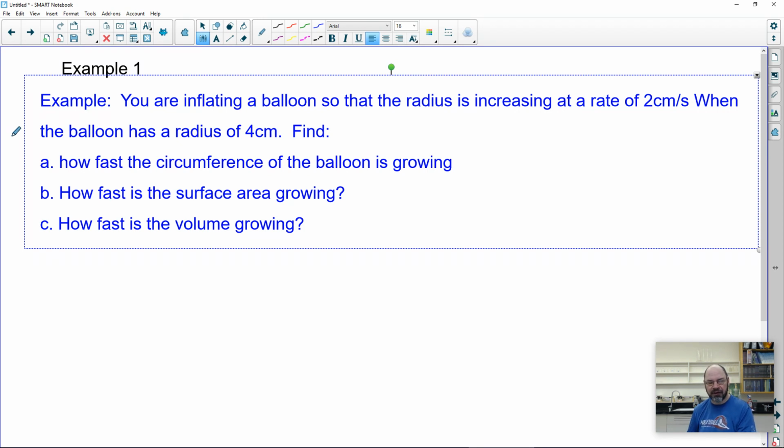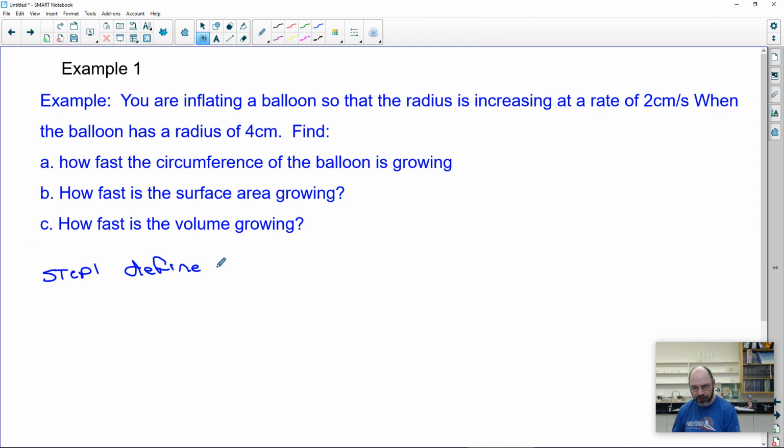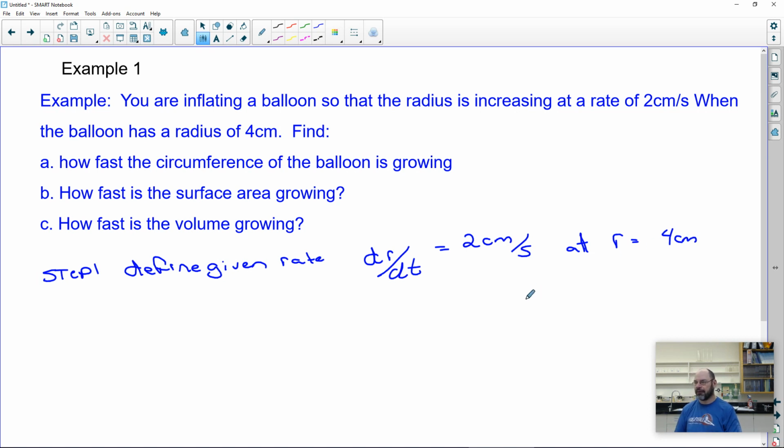So the first thing is you have to define what you know first. So step one is define the rates in the given question. Step one, define your given rate. Okay, so we have the radius is increasing. So let's call it dr/dt. Radius is changing per unit of time, and that is equal to 2 centimeters a second, at r equals 4. Because maybe it's not inflating at a constant rate. Okay, so that's our given rate, step 1.